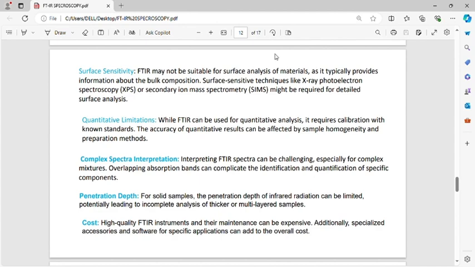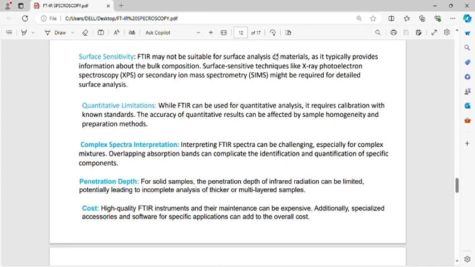Surface sensitive techniques like X-ray photoelectron spectroscopy or secondary ion mass spectrometry might be required for detailed surface analysis. Quantitative limitations. While FTIR can be used for quantitative analysis, it requires calibration with known standards. The accuracy of quantitative results can be affected by the sample homogeneity and the preparation methods.